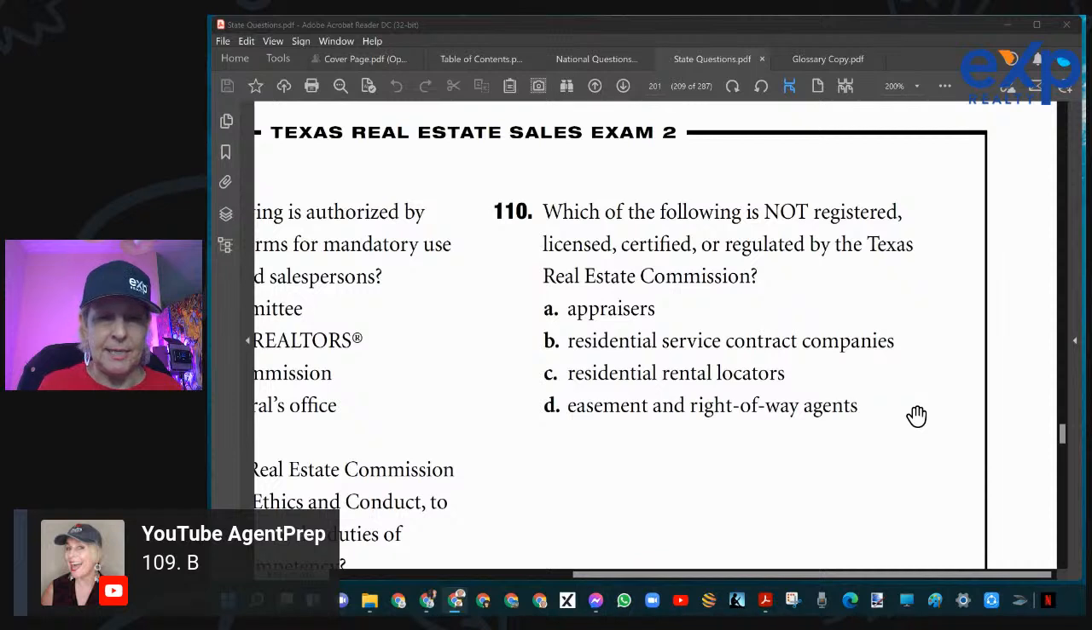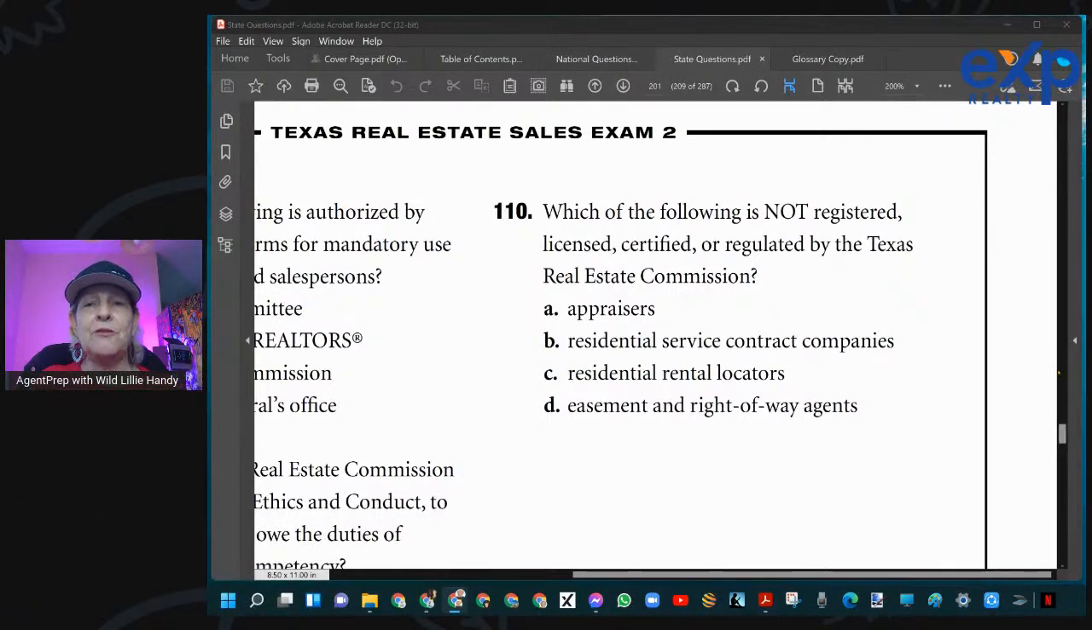This one should come easy. However, questions like this one are missed a lot. Last chance to participate. Come on. So which of the following is not registered, licensed, certified, or regulated by TREC? Appraisers, residential service contract companies, residential rental locators, or easement and right-of-way agents? I would take another try, Rosaura.